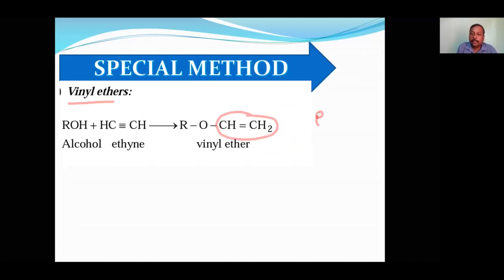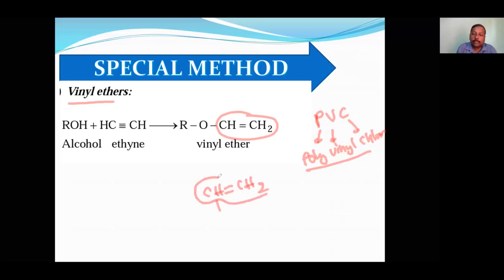Okay, PVC pipes. PVC means P for poly, V stands for vinyl, and C stands for chlorine: polyvinyl chloride. Vinyl means this functional group, this hydrocarbon group is called a vinyl group.